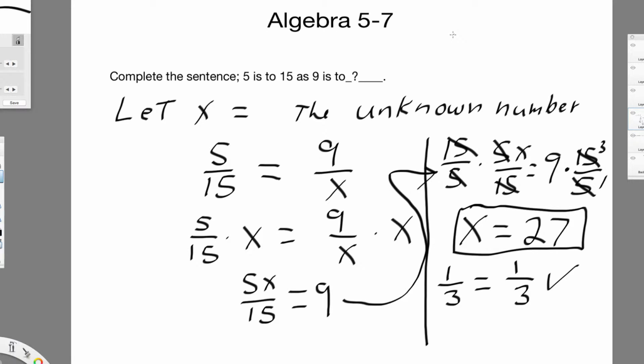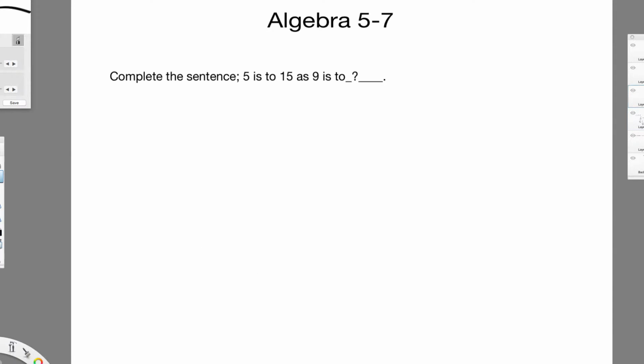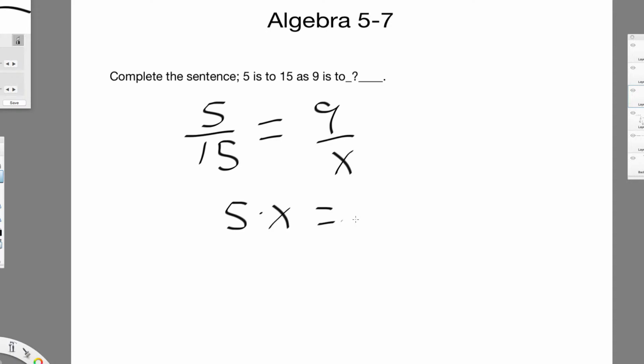The means extremes property is a shortcut to this, and I know you guys all like shortcuts, so let's take a look at how that one would be used in this case. If we use the means extremes property, we had our 5 is to 15 as 9 is to x. Means extremes property means I move everything at one time. I get 5 times x equals 9 times 15. That's the means extremes property.